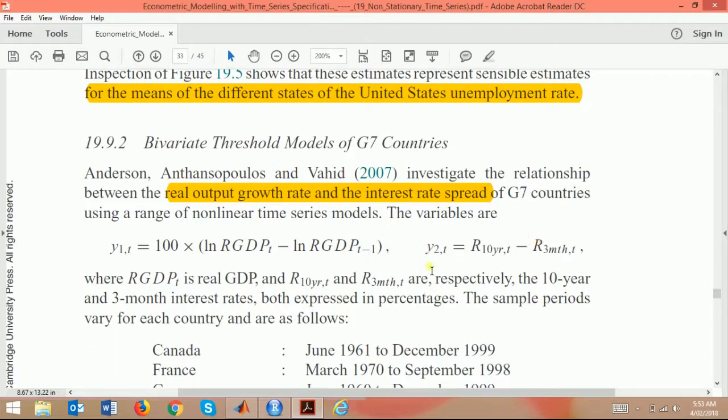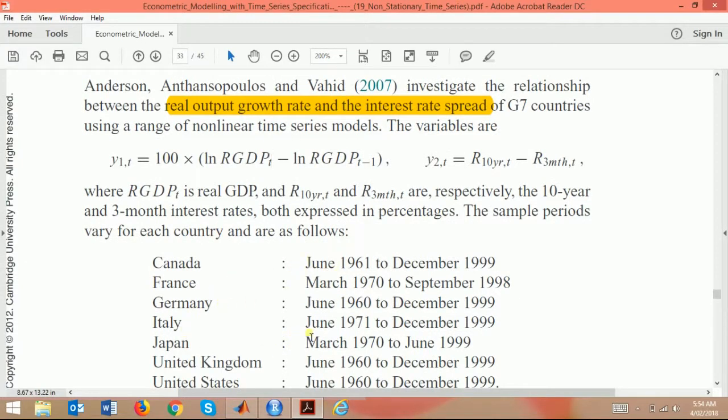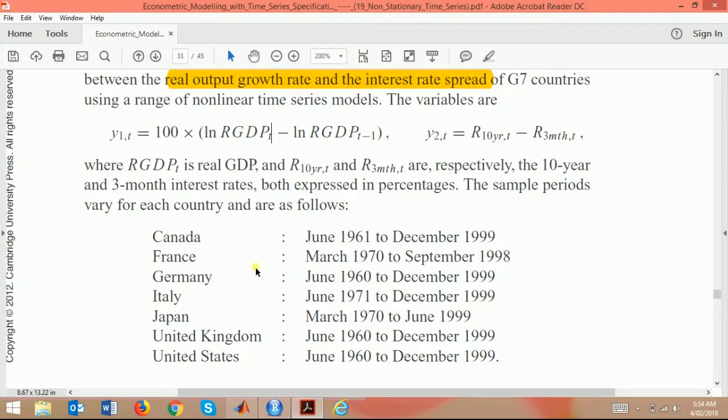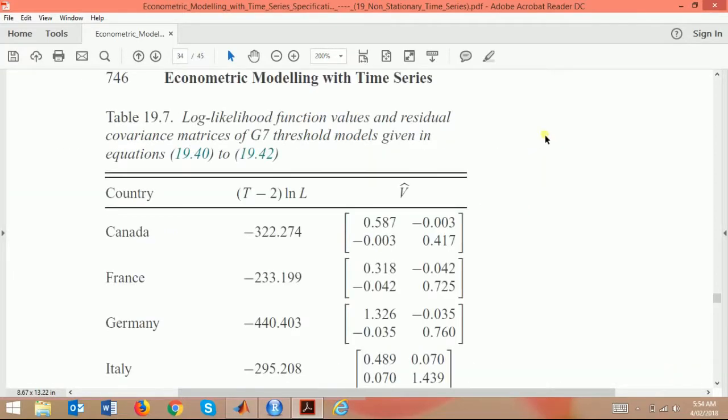This is the equation representation. We see simply a lag of real GDP and its lag. Here GDPt is real GDP, Y1t and Y2t. In the case of Y2t, the 10-year and 3-month rates are respectively the 10-year and 3-month interest rates, both expressed in percentage. The sample periods vary for each country, and these are Canada, France, Germany, Italy, Japan, UK, US. So for the G7 countries, output growth is represented by equation 1 and the interest rate spread by equation 2. The log likelihood function values and residual covariance matrices of these G7 threshold models are estimated.